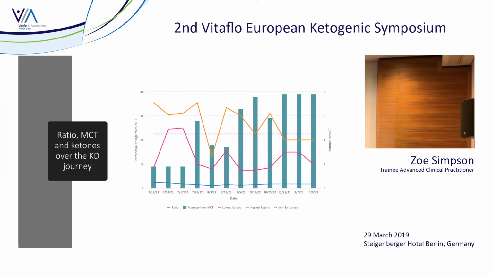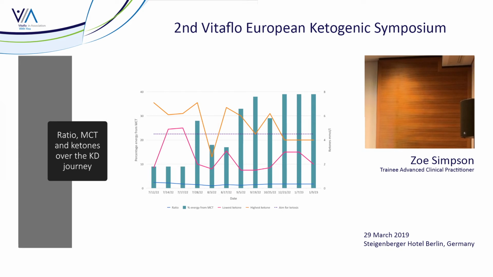So we returned to a 1.5 to 1 ratio, and her ketones shot back up to 3 to 6.7. But she was unwell again with drowsiness, so we reduced the ratio down to 1.25, which is here.